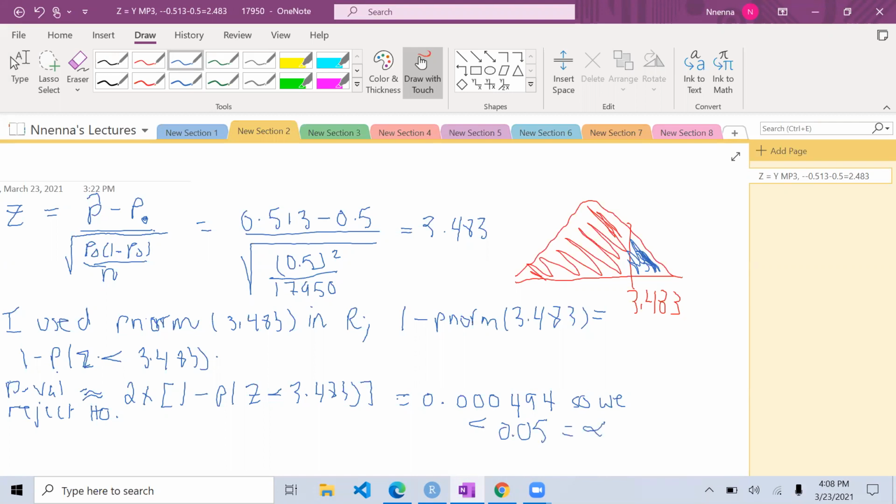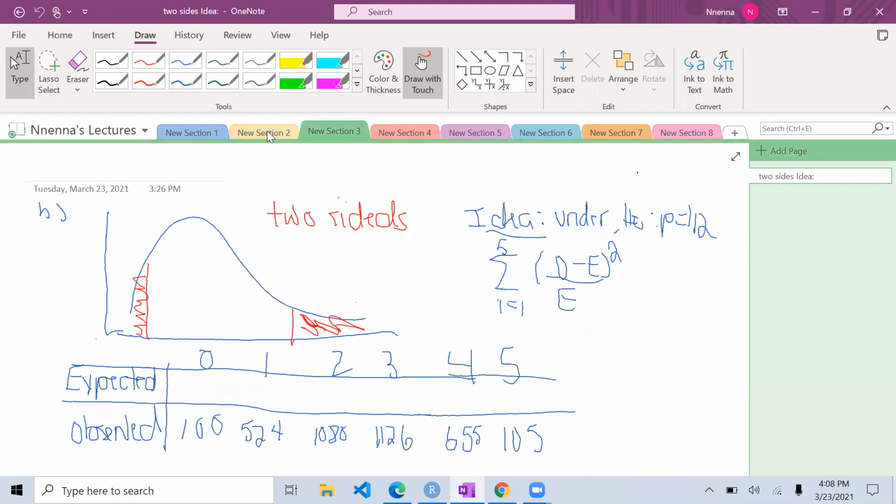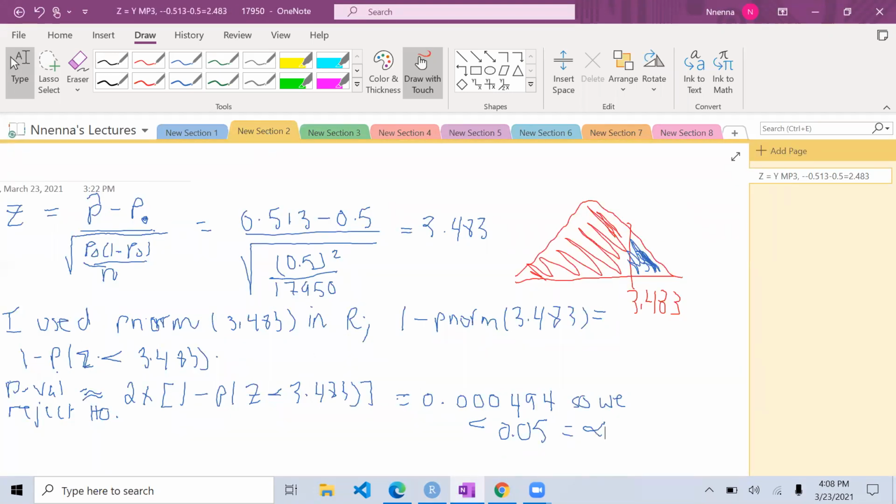So this will result in a reject the null hypothesis, right? So in this case here, you're going to reject the null hypothesis. I'm going to put here, reject H0. We're going to conclude the alternative.